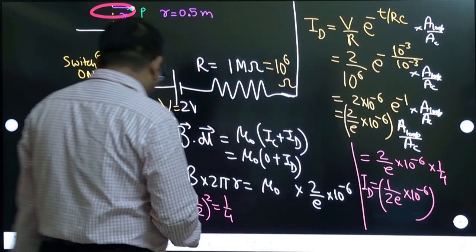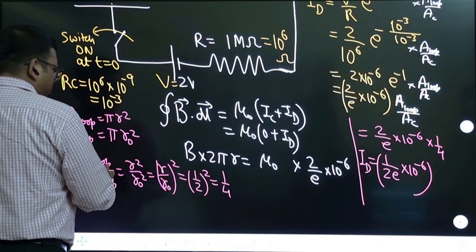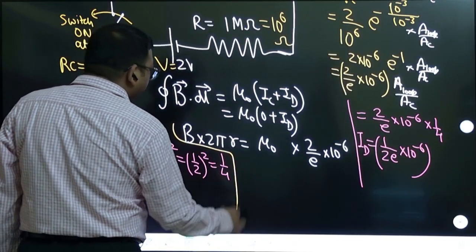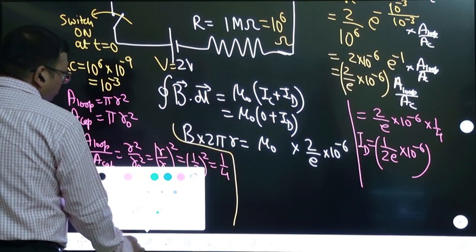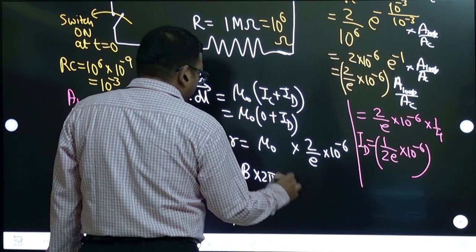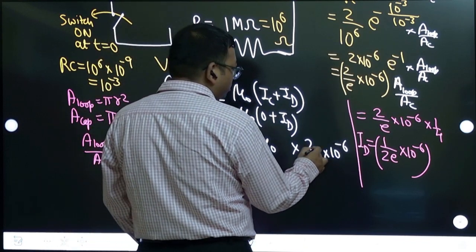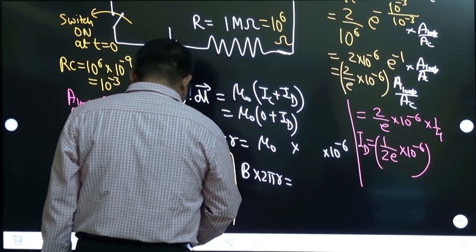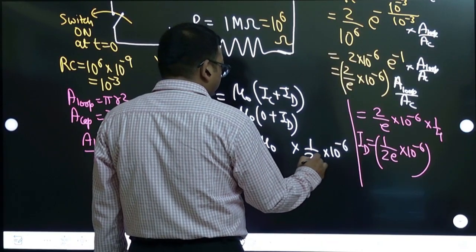We will now substitute that. So let us substitute this displacement current. That's why it is very important to remember the formula completely. So B into 2 pi r is equal to mu naught, this I have written, right? So 1 by 2 e, I have to put in this displacement current. I got it, 1 by 2 e.